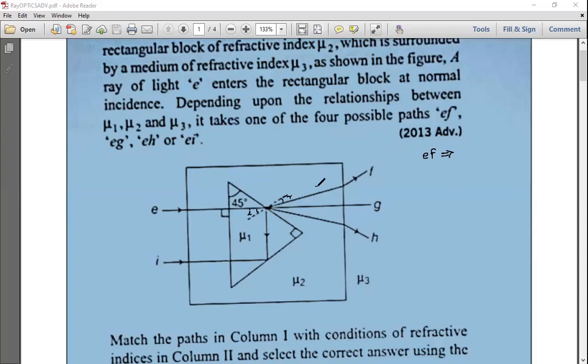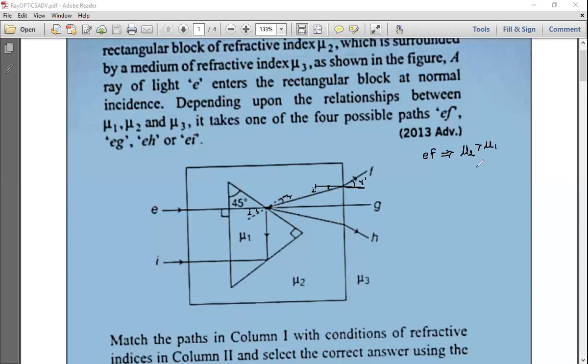If I take another normal here, when the ray is traveling from mu2 to mu3 medium, this is the angle of incidence. Let us suppose I am keeping here i dash, and this angle is r dash. Now the ray is bending away from the normal. So here it is towards, meaning definitely mu2 should be greater than mu1. Agree with me? Because the ray is bending towards the normal.